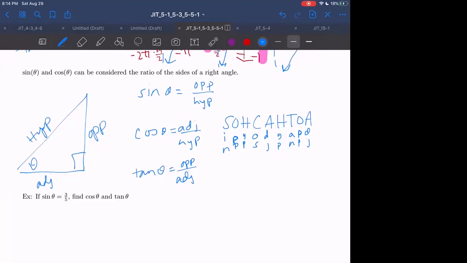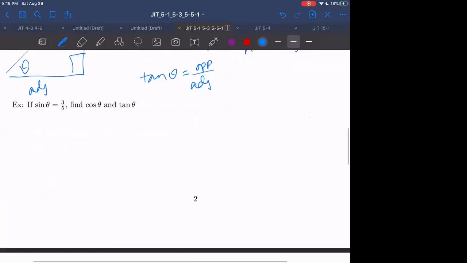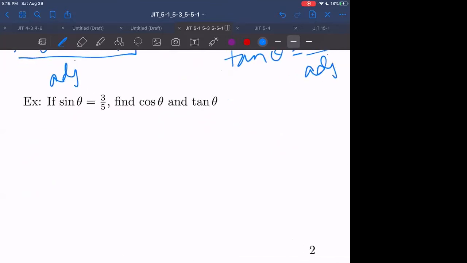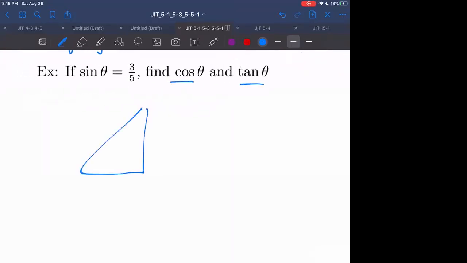Okay, and because of these ratios and how everything's related, if we're given one of these, like if we're given, for example, sine of theta is equal to 3/5, we can use this to find our cosine and tangent. Okay, so I'll go and draw out my right triangle, and I know that this will be my hypotenuse. Let's let this be our angle. So we'll have our adjacent down here and our opposite across here.